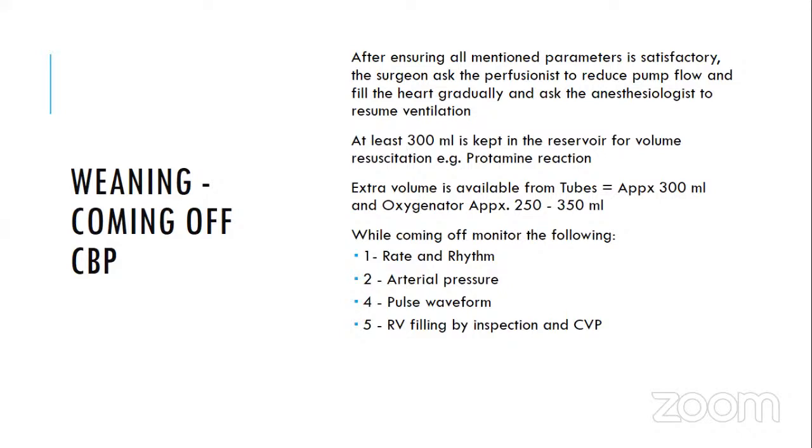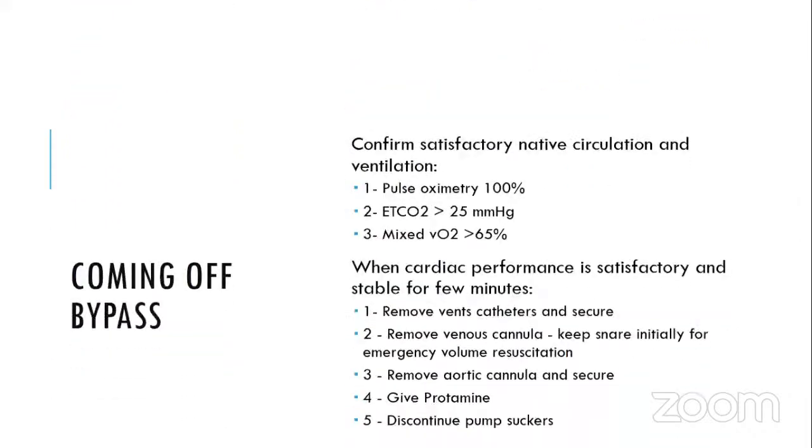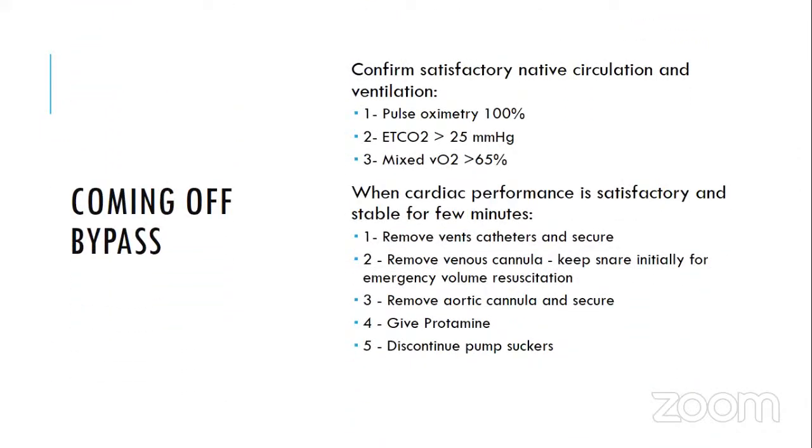While coming off, monitor the following: rate and rhythm, arterial pressure, pulse waveform, RV filling by inspection, and CVP. Confirm satisfactory native circulation and ventilation. Pulse oximetry should be 100, end-tidal CO2 above 25, mixed venous above 65.